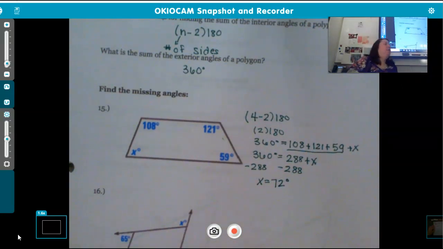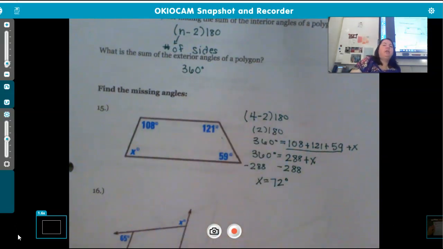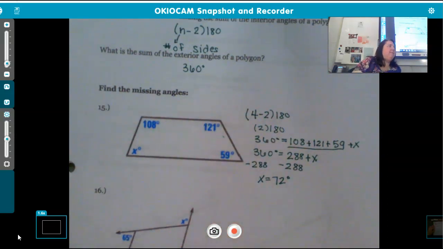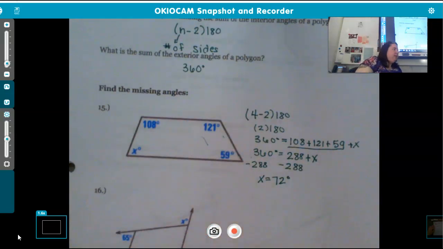Now, if you know that the interior angles add up to 360, you could do a shortcut. You could do 360 minus 108 minus 121 minus 59. That method will also work. The reason we did it this way is if you're not sure how to solve it, the best thing to do is say, what do I know? I know that these added together equal 360. So just do that and plug X in for your missing number.